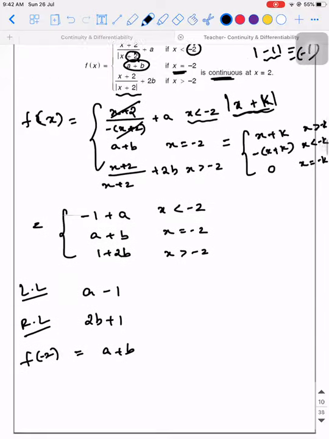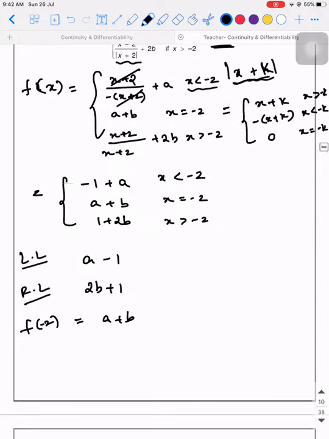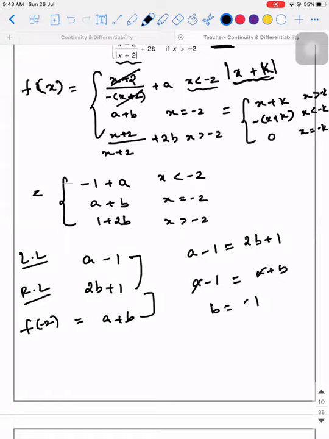So how many unknowns are there? 2 unknowns. 2 unknowns means you need 2 equations. So equate this and this, equate this and this, you will get the answer. So a minus 1 is equal to 2b plus 1. Or I can write it, a minus 1 is equal to a plus b. A and a will get cancelled, b will be minus 1.